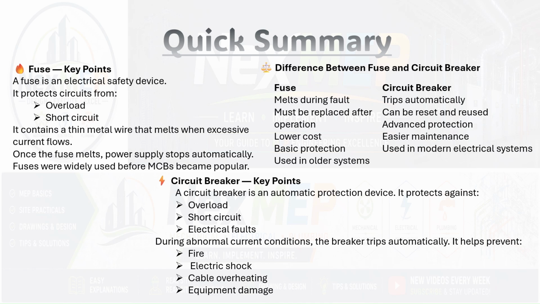Circuit breaker is a more advanced automatic protection device. It trips instantly during abnormal current conditions and can be simply reset and reused, no replacement needed. Beyond overloads and short circuits, it also handles broader electrical faults, actively preventing fire, electric shock, cable overheating, and equipment damage. The core difference in brief: a fuse melts, a circuit breaker trips. A fuse is replaced, a circuit breaker is reset. A fuse gives basic protection, a circuit breaker gives advanced protection. A fuse suits older systems, a circuit breaker suits modern installations. In essence, both do the same fundamental job, protect the circuit, but the circuit breaker does it smarter, safer, and more conveniently.